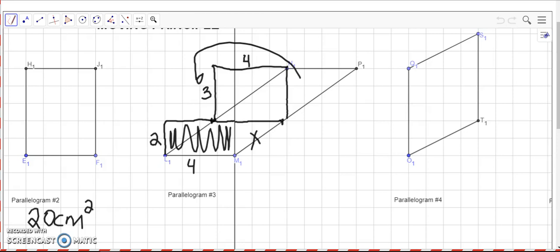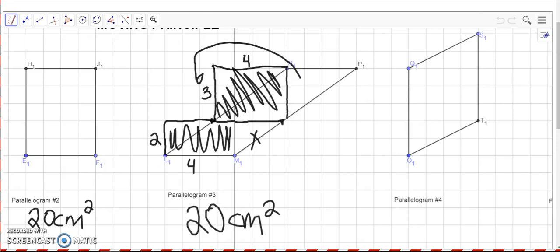So here I end up with it moving and giving me two rectangles, a 12 and an 8. So instead of it making one uniform one by moving, it ends up making two smaller rectangles, which still, when I add their pieces, gives me the 20 square centimeters.